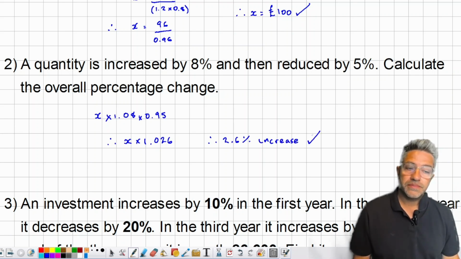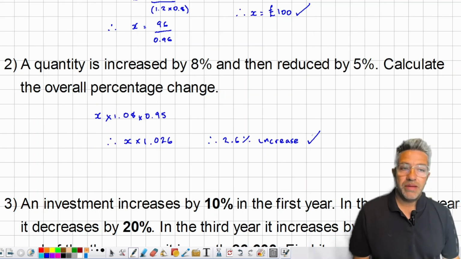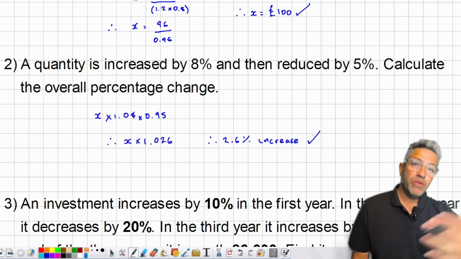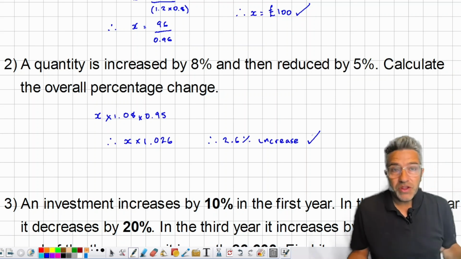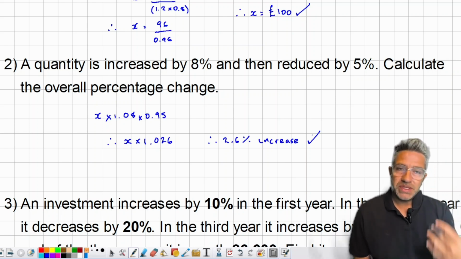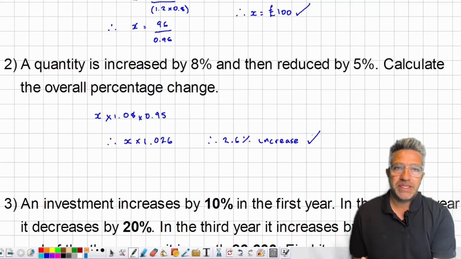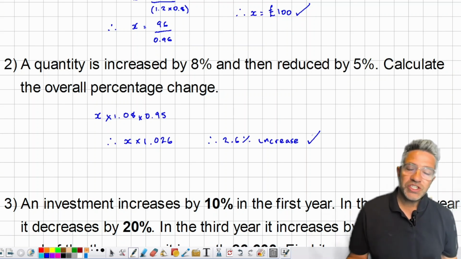Like so. We must use that multiplier method. We can't simply say, oh, we're increasing something by 8%, then we're reducing by 5%, oh, it's a 3%. Because percentages of a number vary as your number increases and decreases. Question 3.